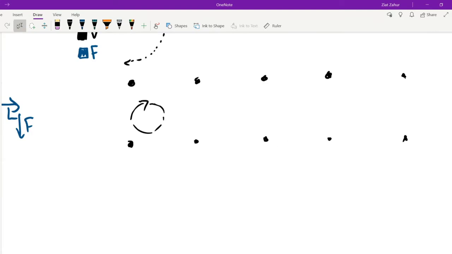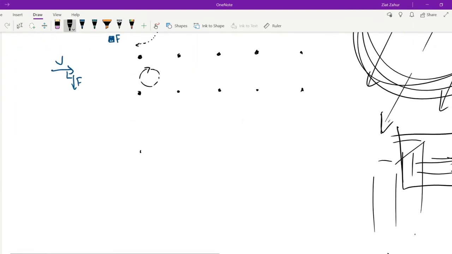Yes, FBDs. Yes, even in magnetism, you never stop. So if we are going in a circle, well, that's terrible. Let's do ink to shape. If we're going in a circle, let's say we're going this way.